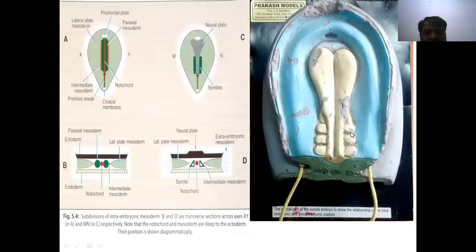So somites are developed from the paraxial mesoderm on either side of the notochord. Next are the intermediate and paraxial mesoderm. Later we'll discuss them in the systemic course.